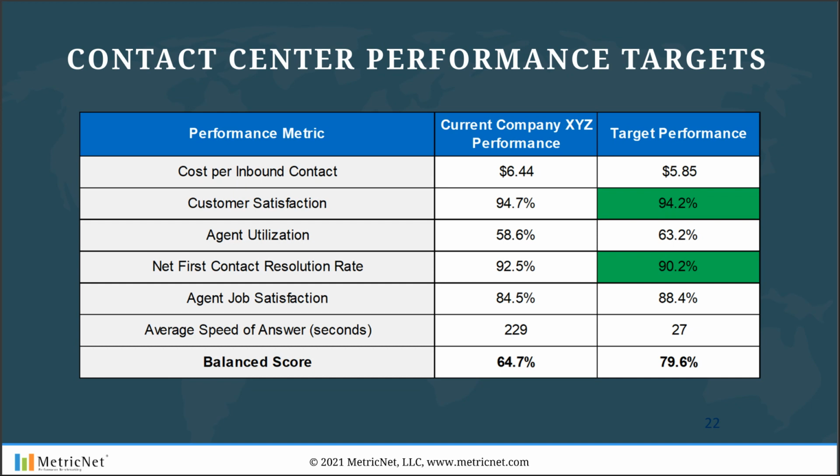So once again, center column on this chart, page 22, slide 22, represents data we've been working with all along from our initial scorecard, $6.44 cost per contact, customer satisfaction 94.7%, and so on. The balance score, you may recall, was 64.7%. Now, the target performance is the performance that gets you to top quartile. So top quartile on cost per contact for this organization would be $5.85.